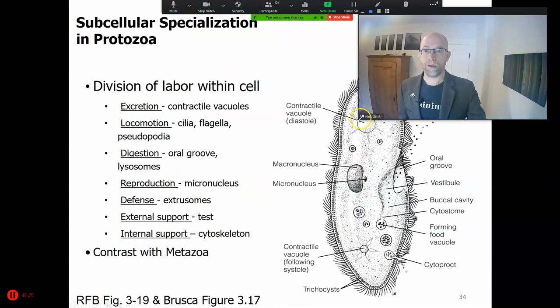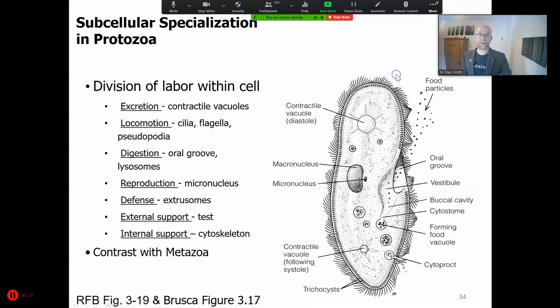So, there's specialization. Why have we seen the evolution of multicellular eukaryotes? A lot of it has to do with the capacities provided by allowing subcellular specializations. So you can have division of labor. You can have some parts of the cell that are contractile vacuoles dealing with excretion. You can have some parts of the cell producing cilia and flagella or pseudopods that let you move.